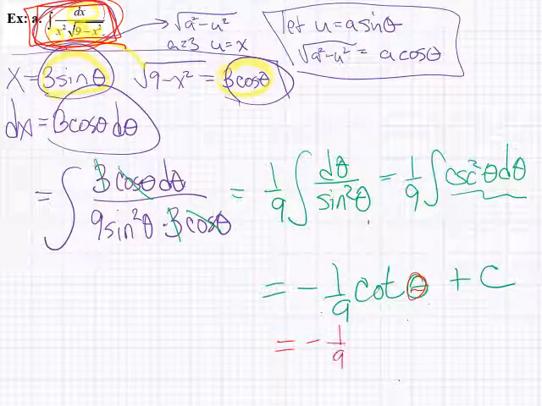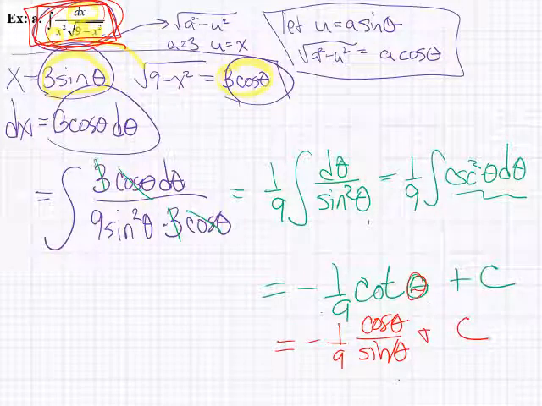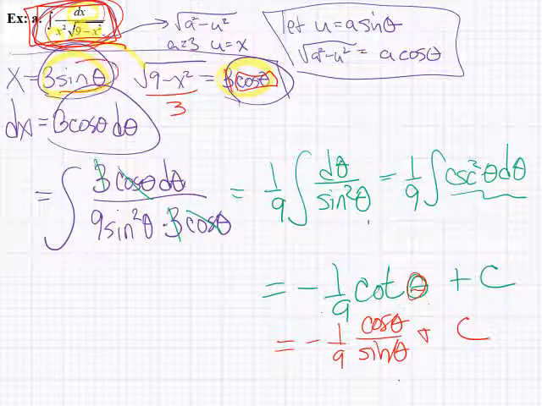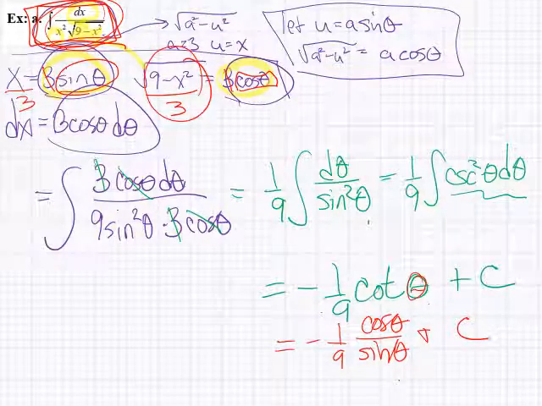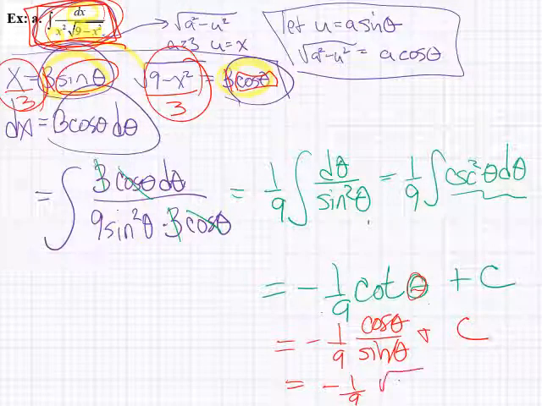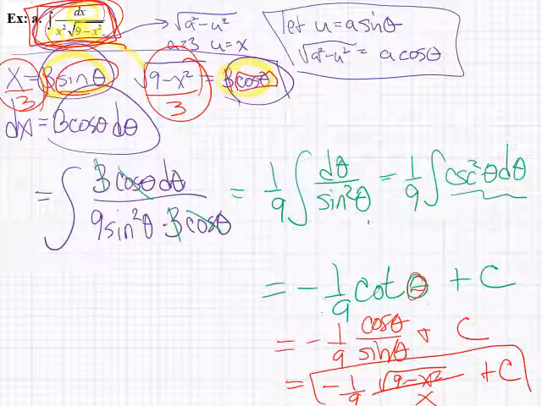cotangent is cosine over sine. And we know that cosine of theta would equal the square root of 9 minus x squared over 3, and sine of theta would equal x over 3. So if I take this divided by this, that's the cosine over the sine. Well, the 3's would cancel, so I'd end up with negative 1/9 square root of 9 minus x squared over x plus c. And there's your answer.